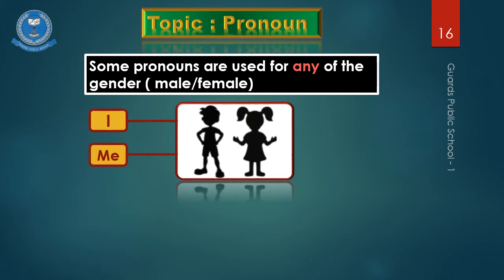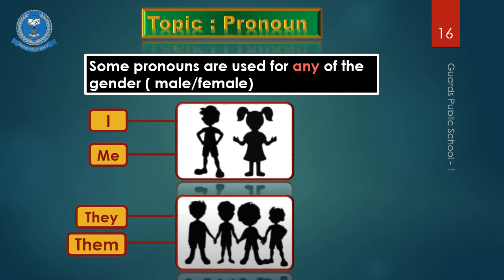अब चाहे वो कोई लड़का बात कर रहा हो अपने बारे में तो वो भी अपने लिए I और me यूज़ करेगा. Then if we are talking about so many people, हम बहुत सारे लोगों के बारे में बात कर रहे हैं, so we will use the pronoun they and them. Then if we are addressing someone, अगर हम किसी को address कर रहे हैं, then we will use the pronoun you. और if we are talking about अपने बारे में, ठीक है, और हमारे साथ और भी बहुत सारे लोगों के बारे में, so we will use we, means हम सब. We will use the pronoun we and us.